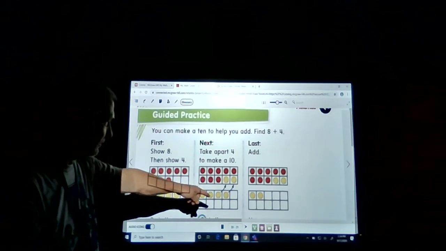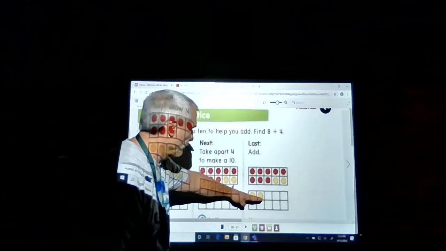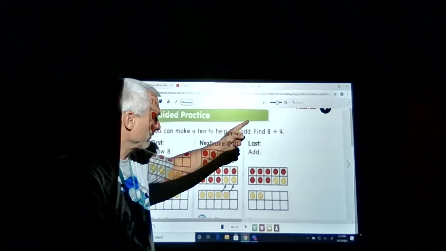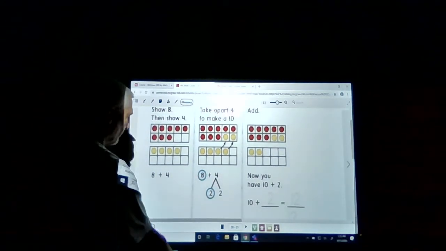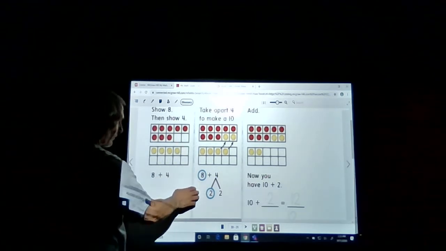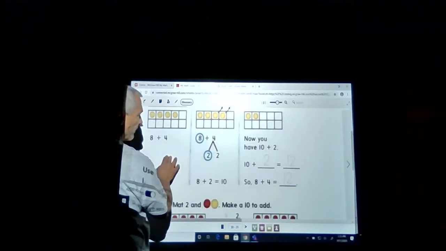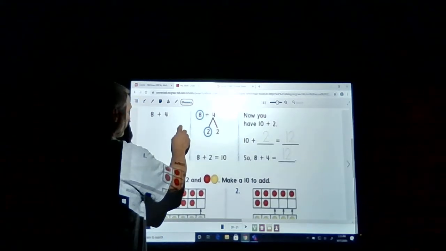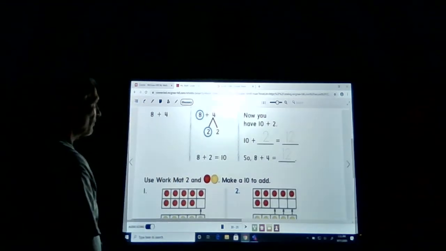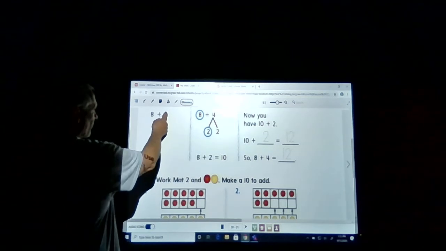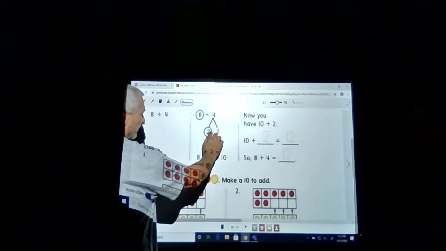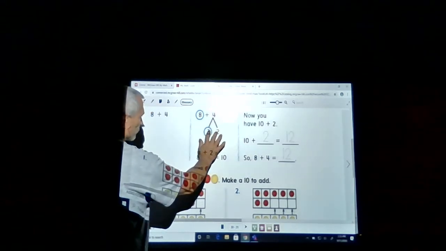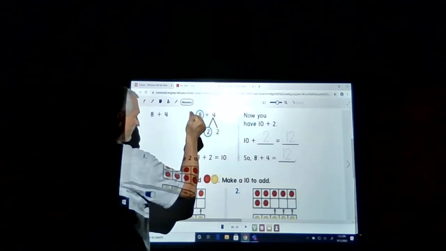The last thing is add 10 and two more. Now that we made a 10, 10, 11, 12. 8 plus 4. Now we're doing it without the mats. We take the 8, we have a number sentence, and we say 8 is kind of getting close to a 10. Well, if I take 2 from that 4 to make a 10, I have 2 left over. And you can see right here, 4 is 2 plus 2, and we put 2 with the 8 to make 8, 9, 10.